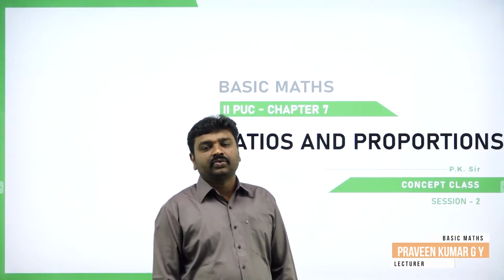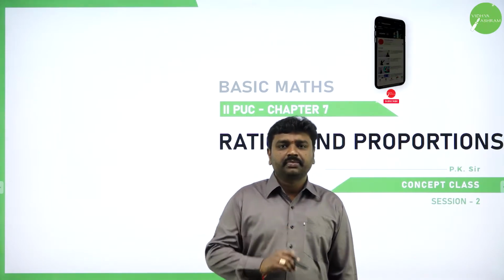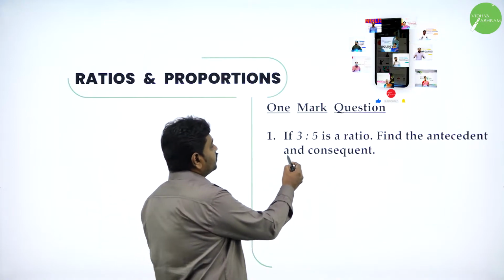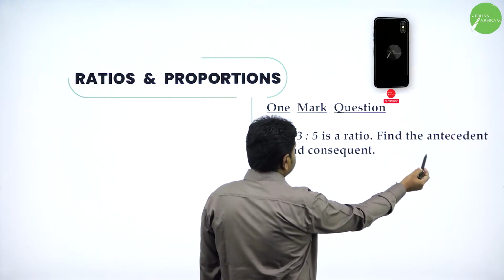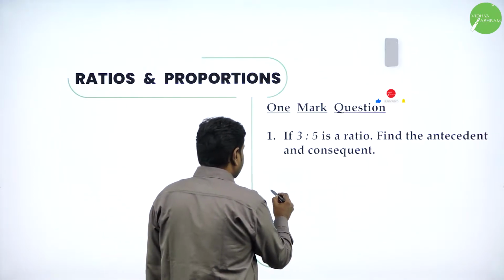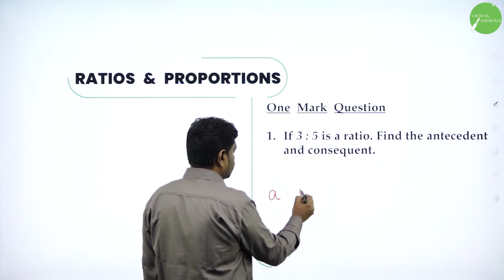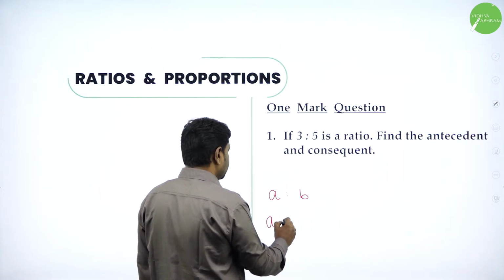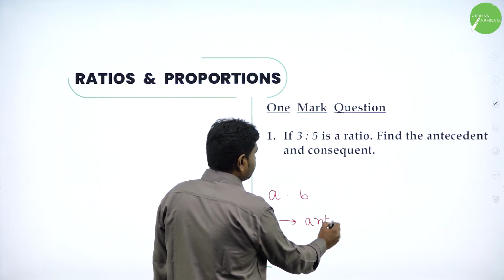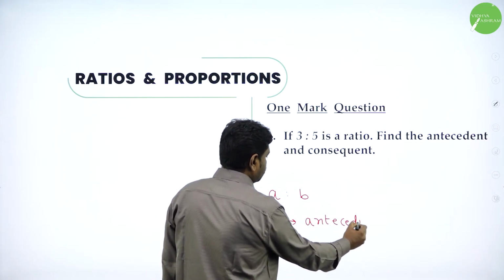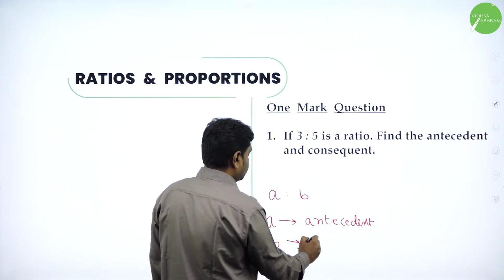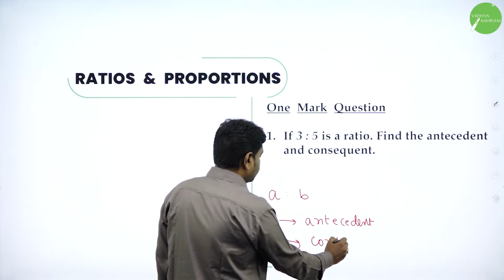In today's class, we'll go ahead with the problems of ratios and proportions. See, one more question. If 3:5 is a ratio, find the antecedent and consequent. Dear students, in the ratio A:B, the first term A is what? Antecedent. A, we call it antecedent, and B, the second term, we call it consequent. This is a basic concept you know.